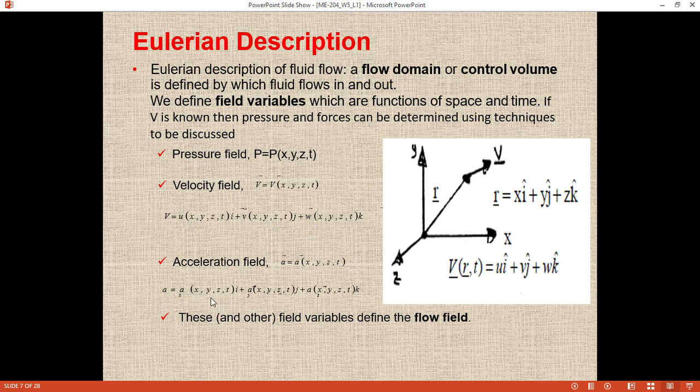Now the acceleration field can also be described. The acceleration in the x direction is a function of space coordinates and time. Acceleration in the y direction is also a function of space coordinates and time. So here we describe the acceleration field in the form of Eulerian description. These and other field variables define the flow field. So velocity, acceleration, and position vector basically define the flow field.